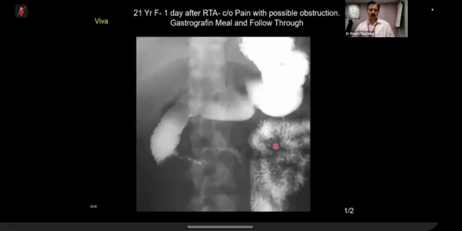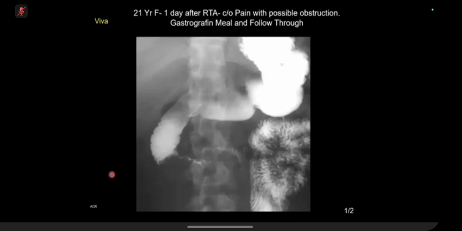This is your last case. This patient is a 21-year-old female, one day after road traffic accident, and so a gastrographin meal and follow-through was done. What is happening here? Over to you.